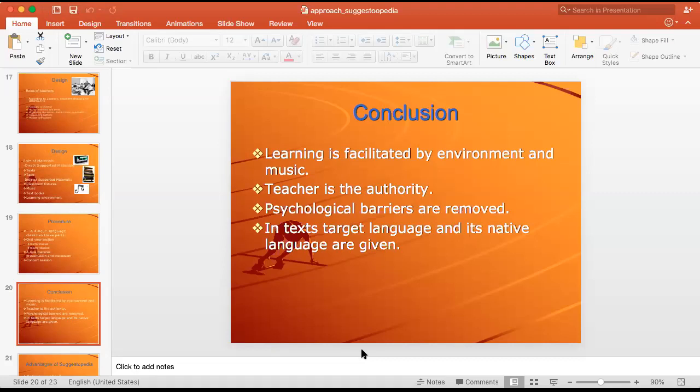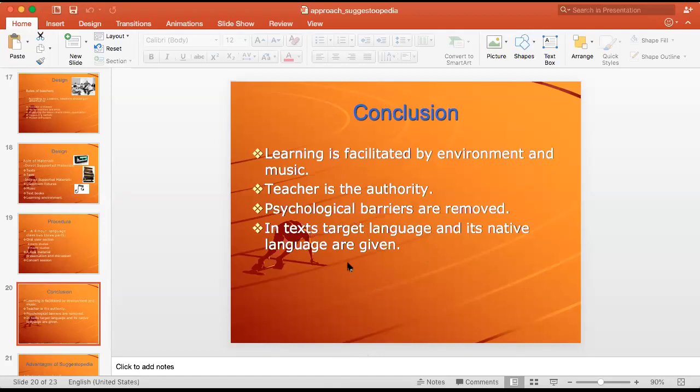Okay, so if we conclude this method, we can say that this method thinks that learning is facilitated with an environment which is relaxed, and this can be done through a number of things that we have already studied, and one of them is by music. Okay, the teacher has to be the authority. This is one of the theoretical perspectives. Psychological barriers are removed. Everything in the class setup and everything in the teaching process works towards this.